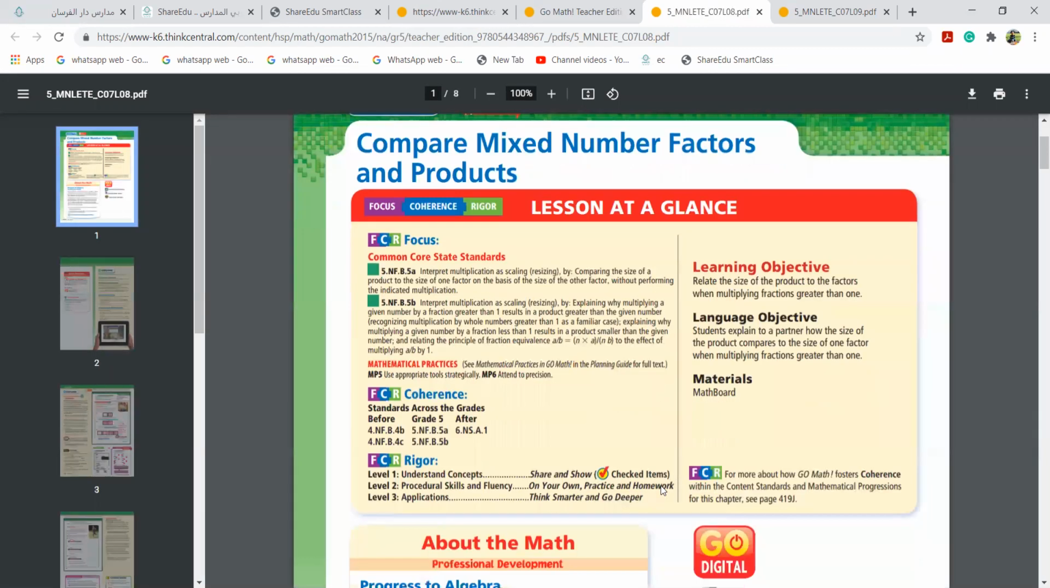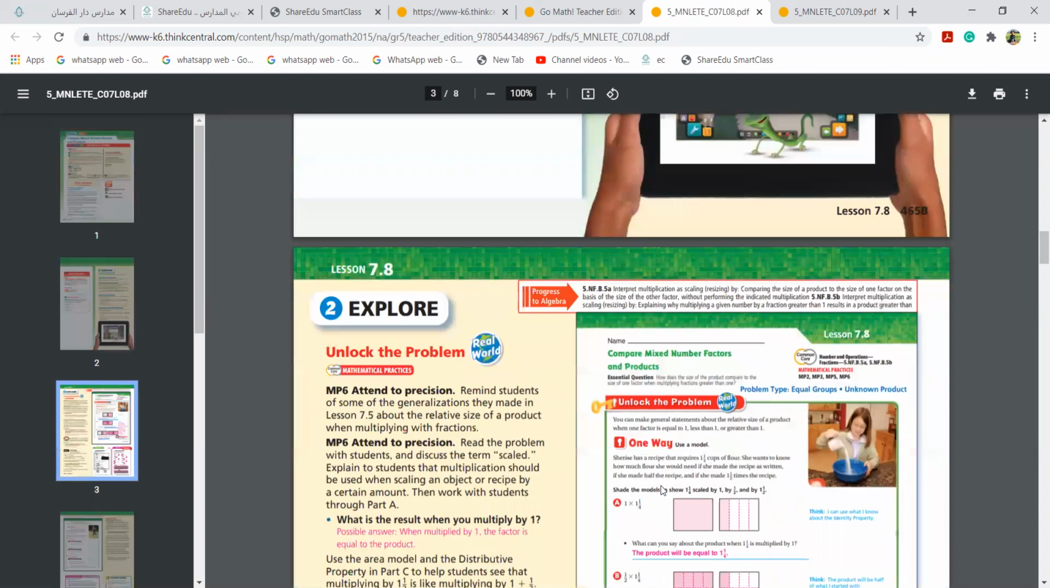So let us begin. 7.8. I'm going to tell you the page number. Wait a minute. Open your books. Are you ready with your books, everyone? That is compare mixed numbers, factors, products. Page number 465.